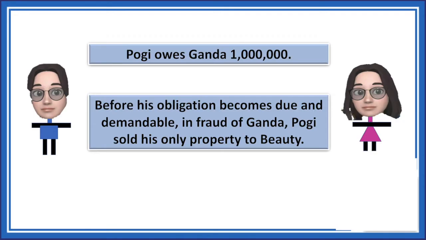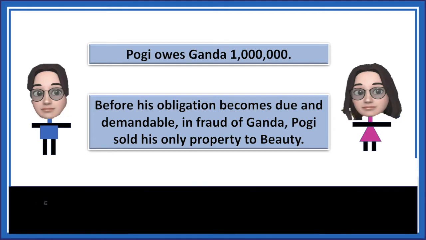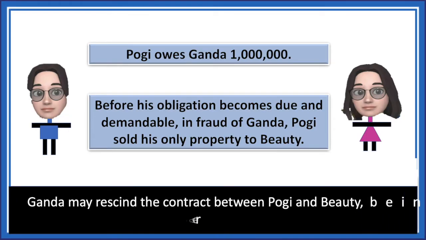And so, in that case, pwedeng ma-rescind ni Ganda ang contract between Pogi and Beauty kasi it was done to defraud her. Okay? Pero, that is pwede lang if in the case na wala na talagang ibang paraan na makolekta ni Ganda ang utang niya kay Pogi. Kasi if meron pa rin naman, then the court will not rescind the contract between Pogi and Beauty. Okay? Kasi nga, di ba, pag binasa mo yun si number 3, ang sabi, those undertaken in fraud of creditors when the latter cannot in any other manner collect the claims due them.